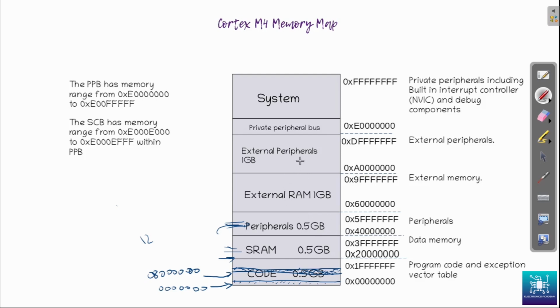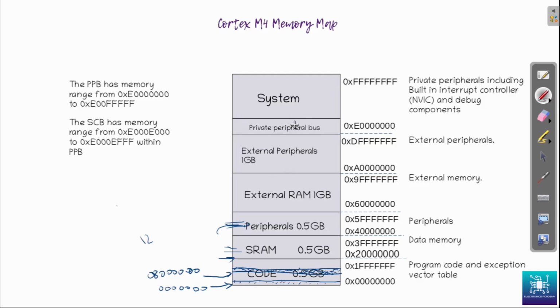Then you have the external RAM. We don't have any external RAM, but if you have one, this is the memory area that you can access. Then you have the external peripherals. It starts from 0xA0000000 and goes to 0xDFFFFFFF. So this is the external peripheral area. The memory space is 1 GB, but then it's much lesser. Within this area, vendors are allowed to place their peripherals.